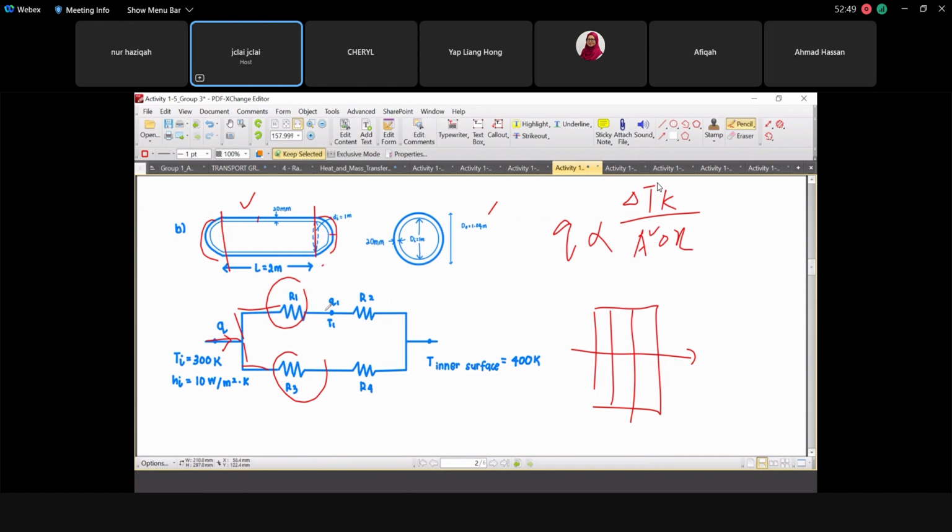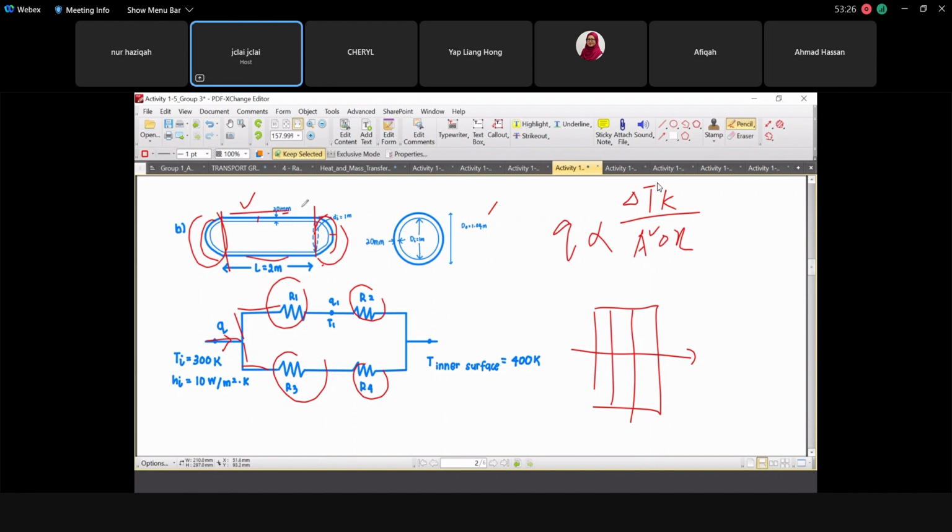Okay, and after passing through, then you have the second resistance. This is actually R for convection, right? So that's why I believe this is the correct circuit diagram, because this part, convection, takes place at the sphere area, and this part of convection takes place at the cylinder area.